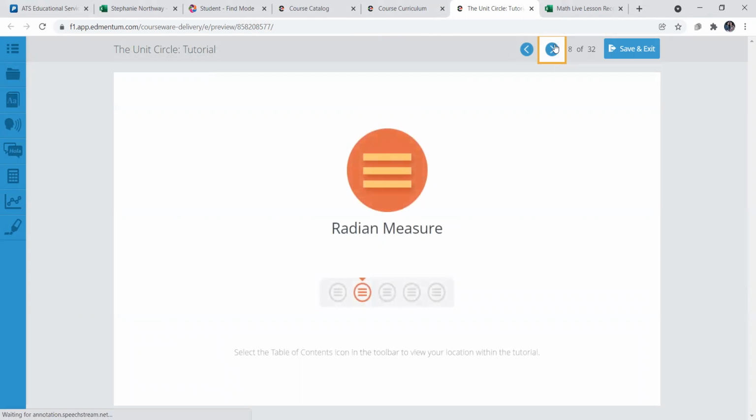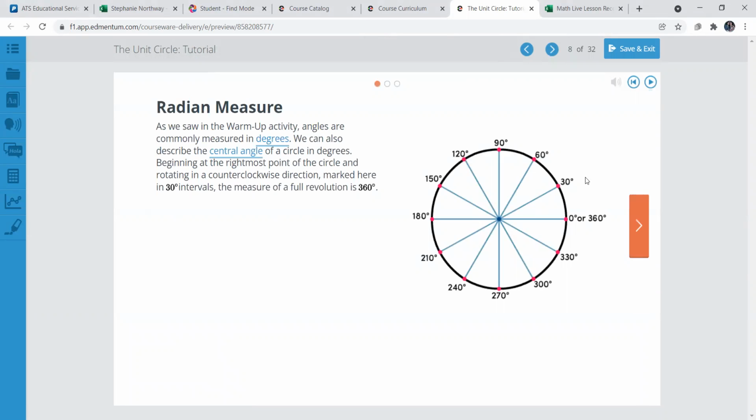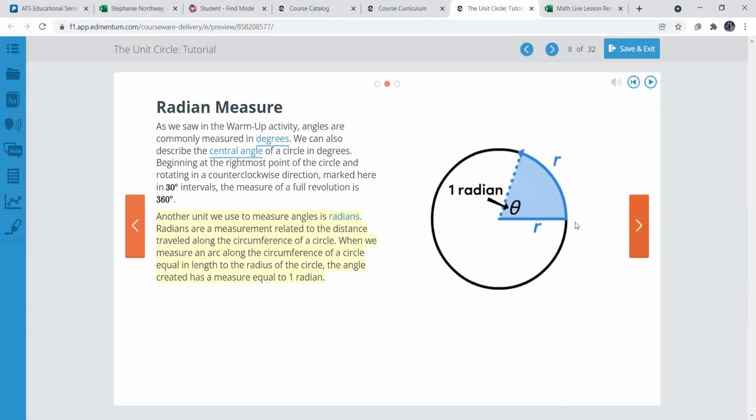All right. The radian measure. Here's our unit circle, the beginning of a circle here. Here's the different degrees on the circle. As you can see, the circle goes all the way to 360 degrees. A unit of angle measure, a full circle is divided into 360 degrees, and a right angle is 90 degrees. So we have the right angle here, just like that. And the central angle forms when two radii meet at the center. So the dot right there in the middle, that's the center.